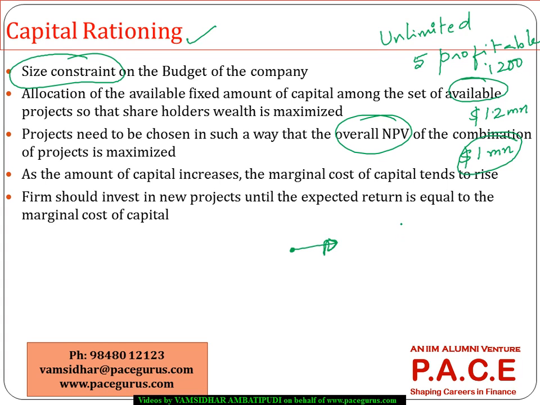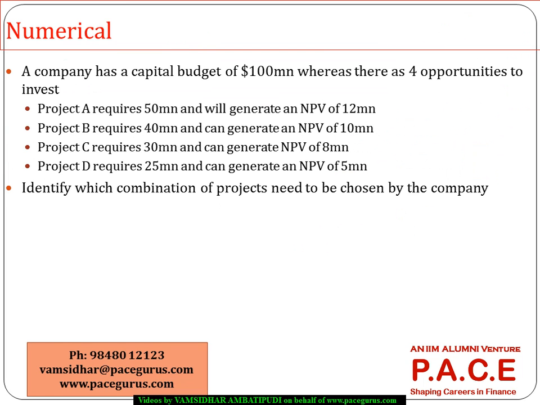These are some of the things which we know. Any company can go ahead with the investment as long as the return on the investment is more than the marginal cost of capital. So looking at the small numerical, the company is having a capital budget of 100 million, whereas the opportunities that are available, all 4 are profitable opportunities, but they together require 90, 120, 145 million. But the company doesn't have 145 million. So it has to choose in such a way that the overall NPV of the project is maximized.